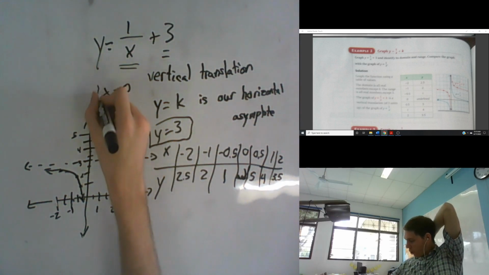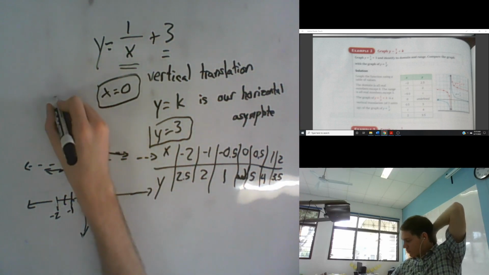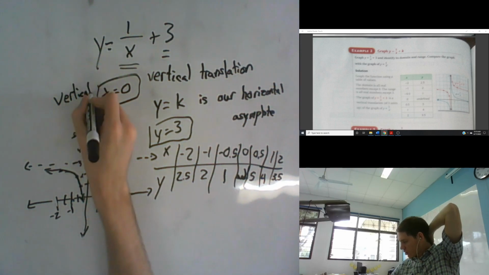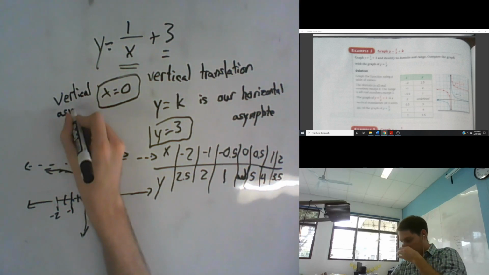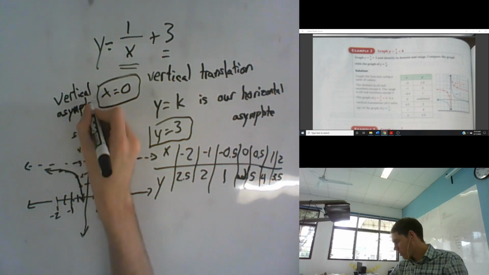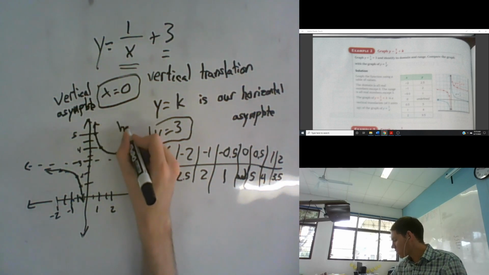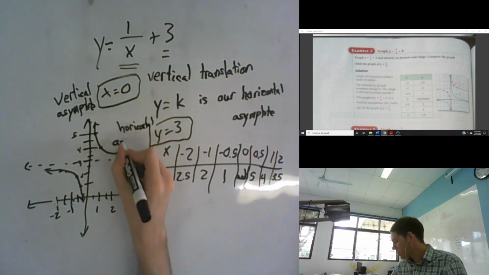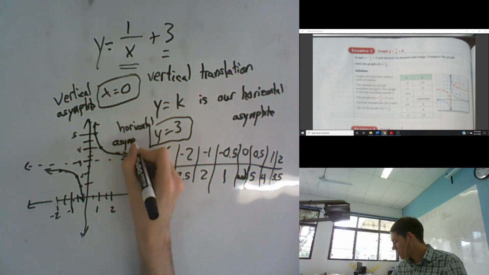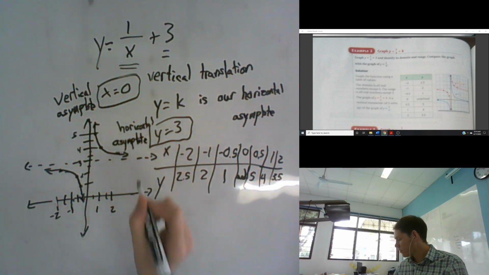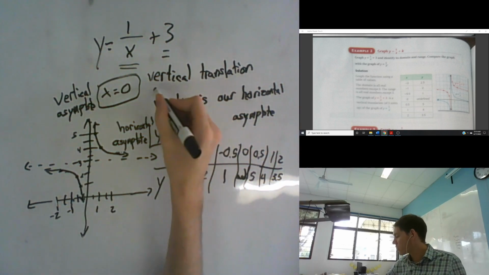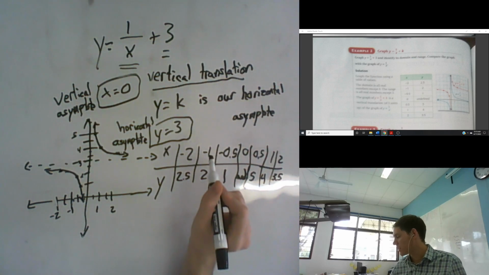So we have our vertical asymptote and horizontal asymptote. Okay, vertical asymptote and horizontal asymptote. And all you have to say is this is a vertical translation right here. It's a vertical translation.